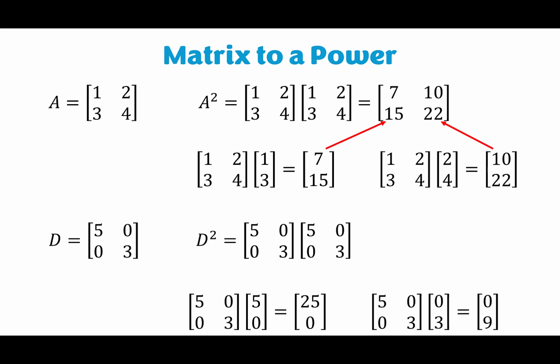And likewise, for finding the second column in the result, you'd have 0 times the first column plus 3 times the second column. So you get 0, 9 for that second column of our resulting matrix. And the main point here is when you square a diagonal matrix, you're actually just squaring the entries in that diagonal matrix. So remembering this fact about diagonal matrices, you don't actually have to do all that computation of matrix-matrix multiplication. You can actually just raise the entries in your matrix to the power that you're working with. So nice and efficient compared to a general matrix being raised to a power.